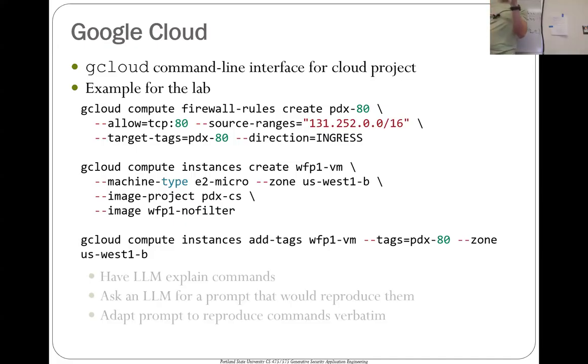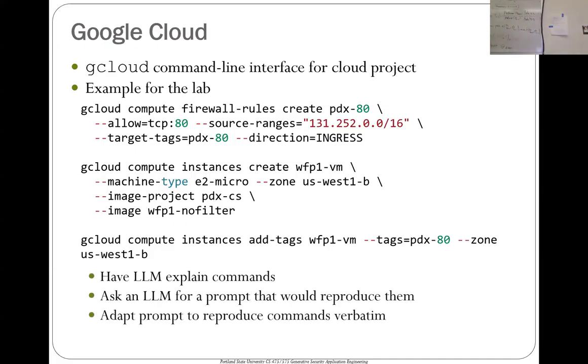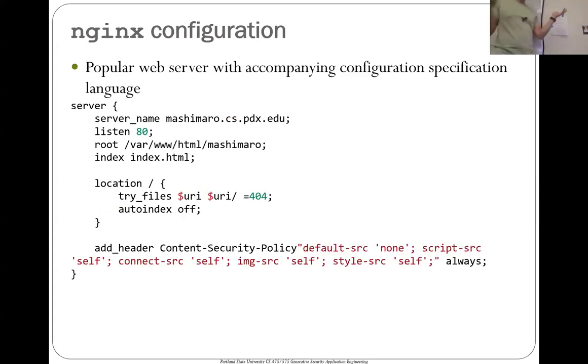And then you're going to say, well, first explain this to me. I just explained it to you, but see if the LLM also explains it to you in the same way. And then you ask the LLM for the prompt that reproduces it, and then you adapt it again for gcloud. So the next one's Nginx.